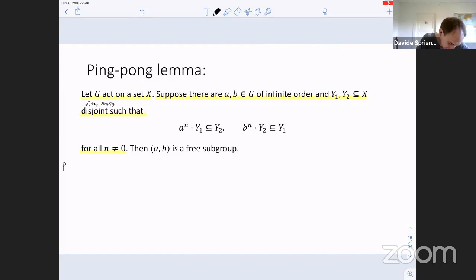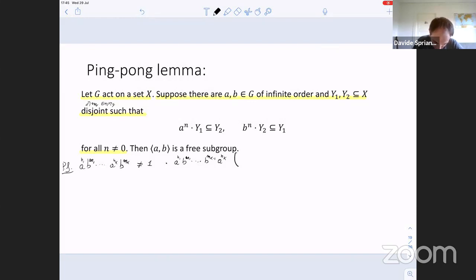How do we prove it? Well, the proof is actually very, very simple. Our goal is to take a word, let's say A^{n1} B^{m1} ... A^{nk} B^{mk}, and let's assume that this is not all trivial, so some of the n_i and m_i are different than 0. And we need to show that this is not the trivial element. Very good. So how do we do it? First, let's assume that the word has the form A^{n1} B^{m1} ... B^{m(k-1)} A^{nk}. So the word starts with an A of some power and ends with an A of some power. Now we need to show that this word is non-trivial.